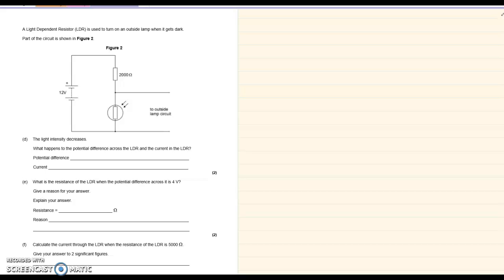The light intensity decreases. What happens to the potential difference across the LDR and the current in the LDR? As the light intensity goes down, the current will go down and the potential difference will go up.